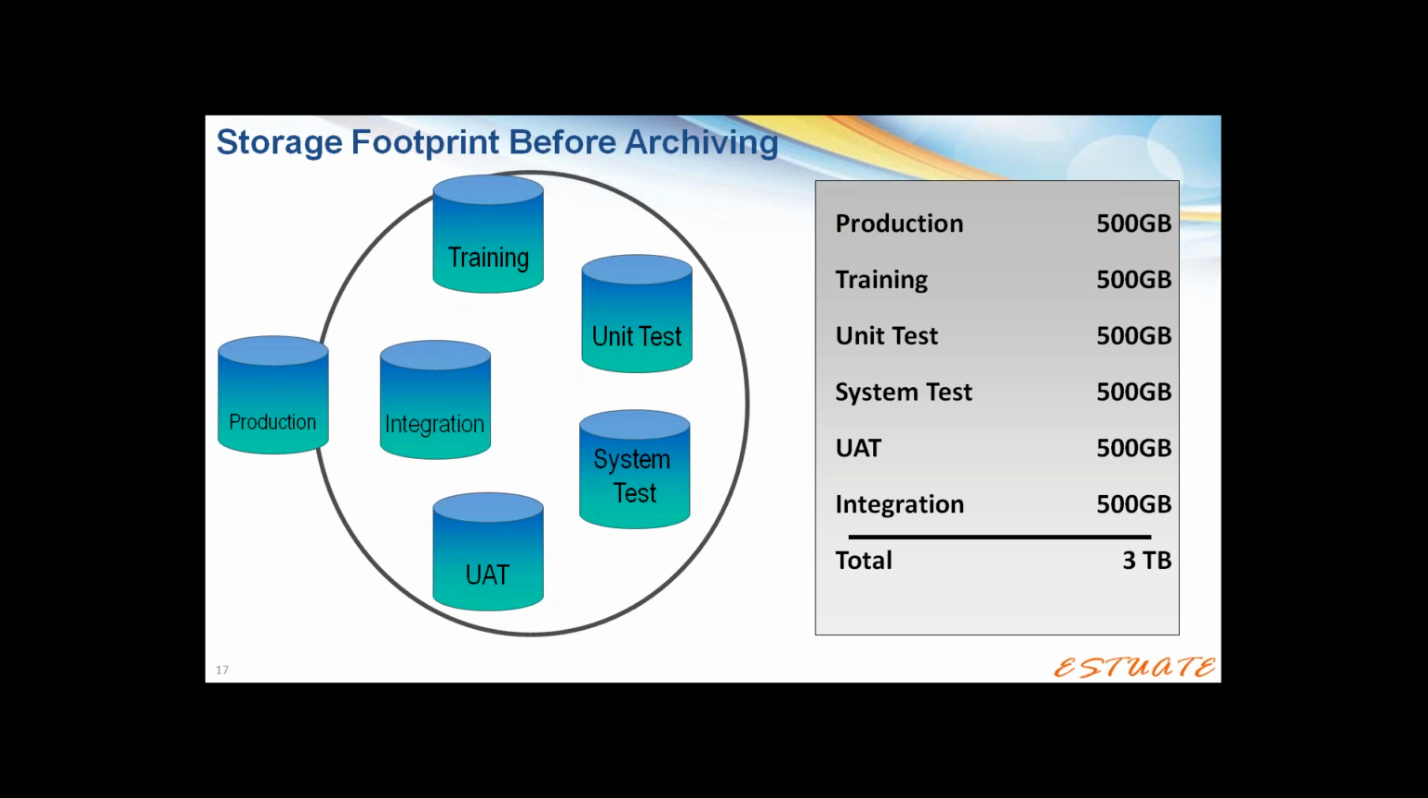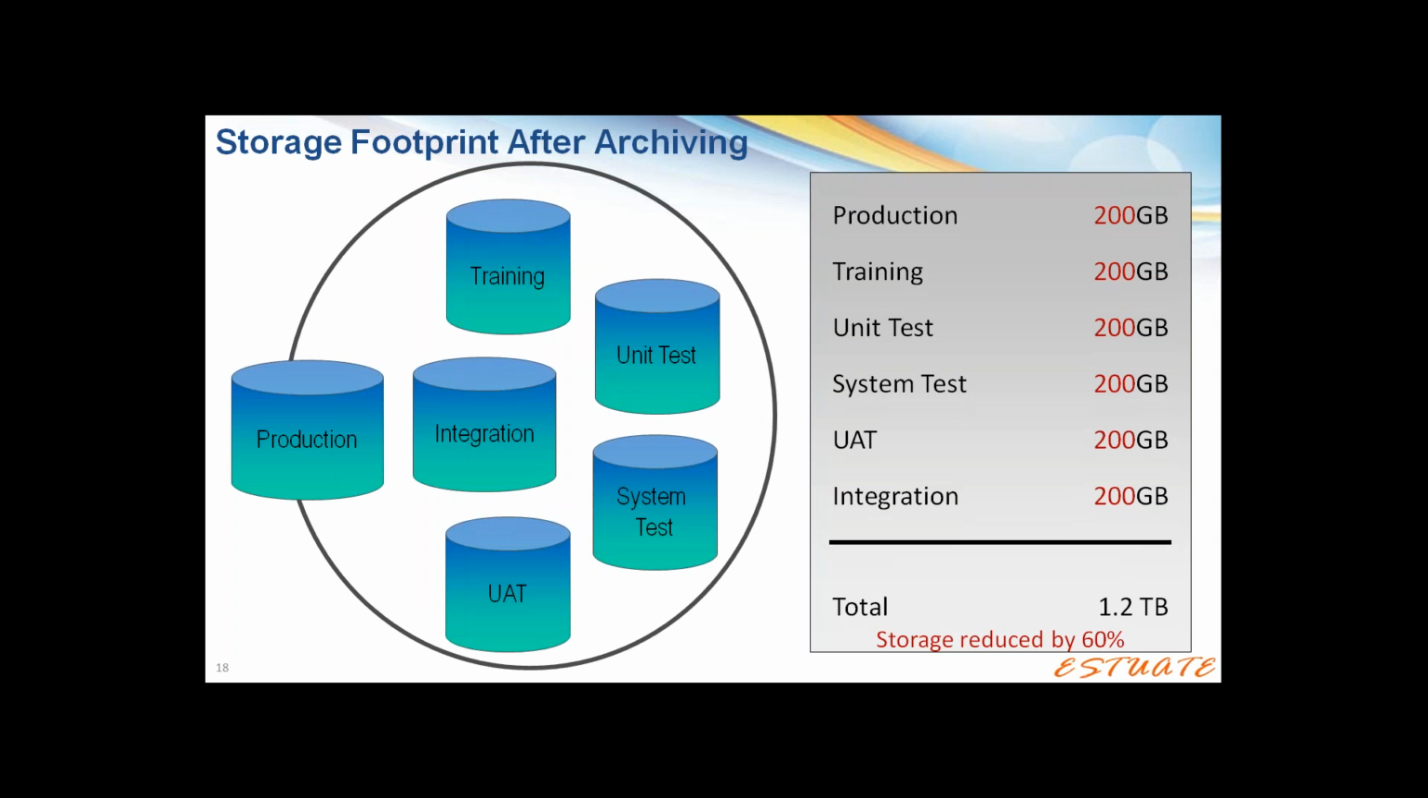So if you implement a data archival solution on the production side, and you have inactive data of about 300 GB, once you do the archive on production, it will reduce the production size by about 200 GB. So when you clone that production into non-production environments, the same 200 GB will be carried into all the non-production environments. So finally, the storage will be reduced by about 60%, and you might require only about 1.2 TB of storage. Moving to the next slide.